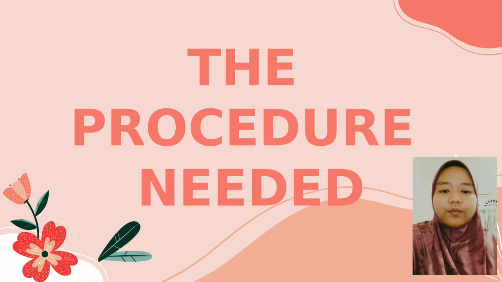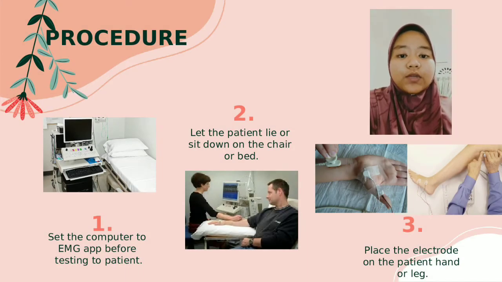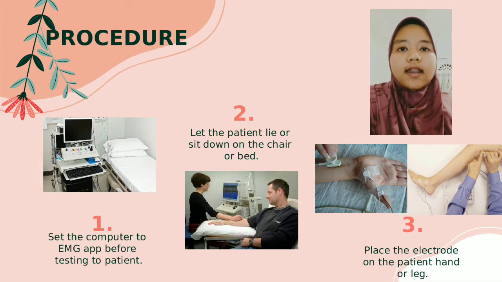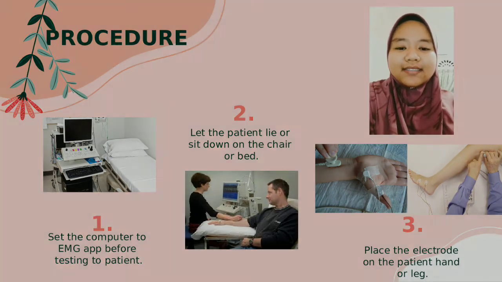Procedure of F wave for EMG. Okay, first we need to set up the computer with the EMG app before testing the patients. Second, let the patient lie or sit down on a chair or bed. Third, place the electrodes on the patient's hand or leg.